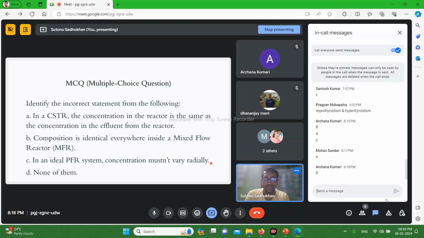Okay, Archana has said option D. Anyone else? Yeah, Dhananjay and Progyan. Your name is Progyan, or you have joined through your father's account or something? No one is coming forward.